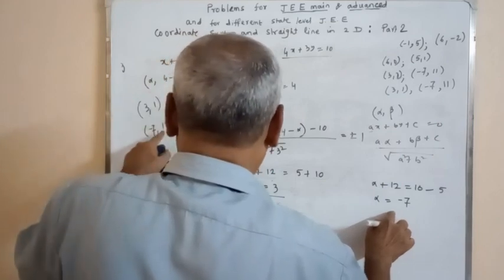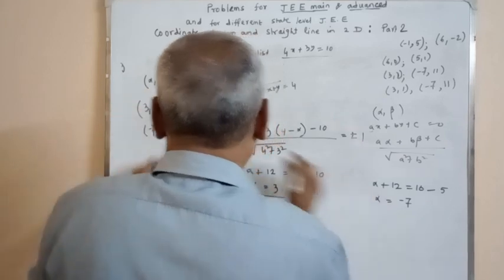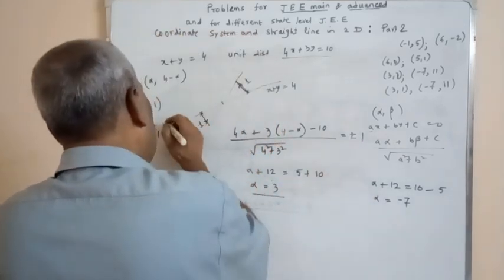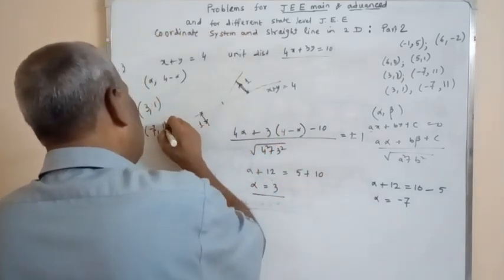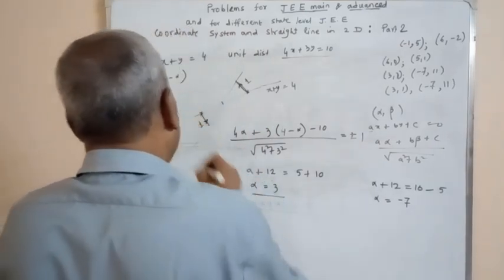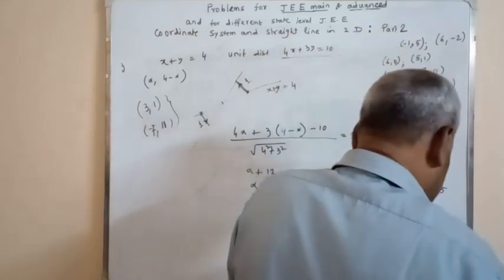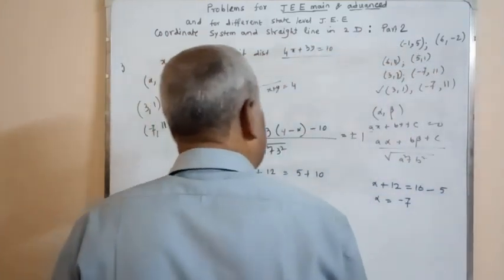So the points are 3, 1 and minus 7, 11. Oh dear, time and time again I am making mistakes today. So this is the option 3, 1, minus 7, 11. So this option is correct. Option B is correct.